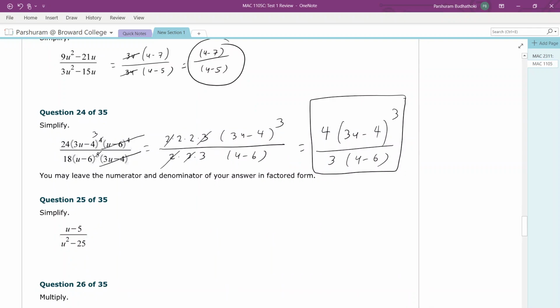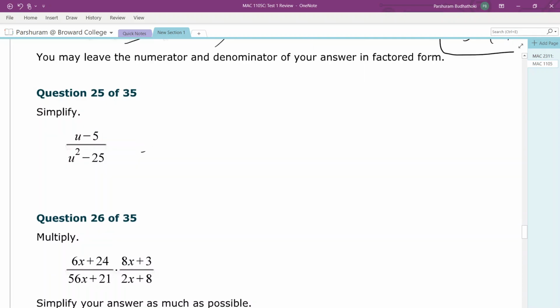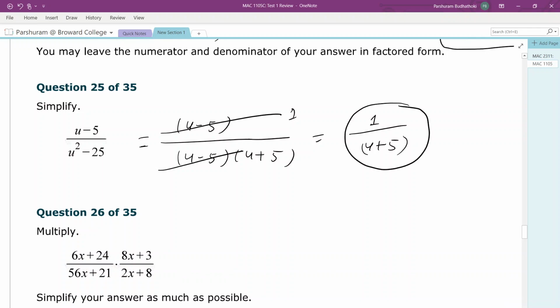For question 24. Question 25, again we need to simplify, so let's find the factors on the top, which is u minus 5. There is nothing we can do, but for the bottom part we can write u square minus 25 as u square minus 5 square, which gives us u minus 5 times u plus 5. Since there is a common factor u minus 5 on the top and bottom, we can cancel that, and on the top there will be 1, and on the bottom there will be u plus 5. So that will be our final simplified version.